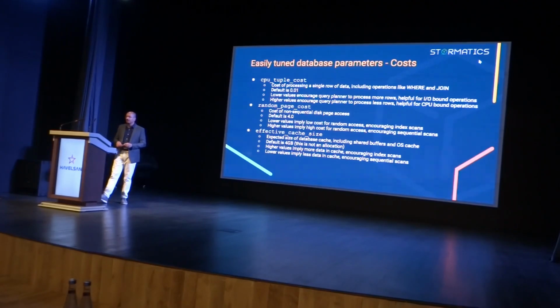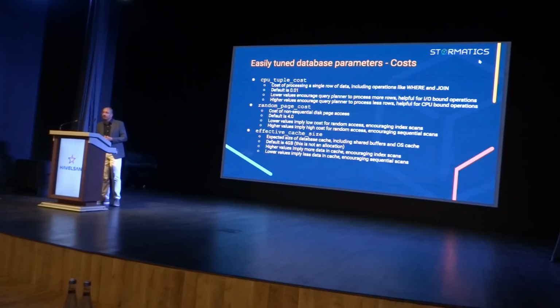Effective cache size is the expected size that a query planner should have access to in terms of cache, and it includes both the database cache and the operating system cache, so it combines the two together. The default is 4 gigabytes. This is not an allocation, this is an idea to give to the query planner.